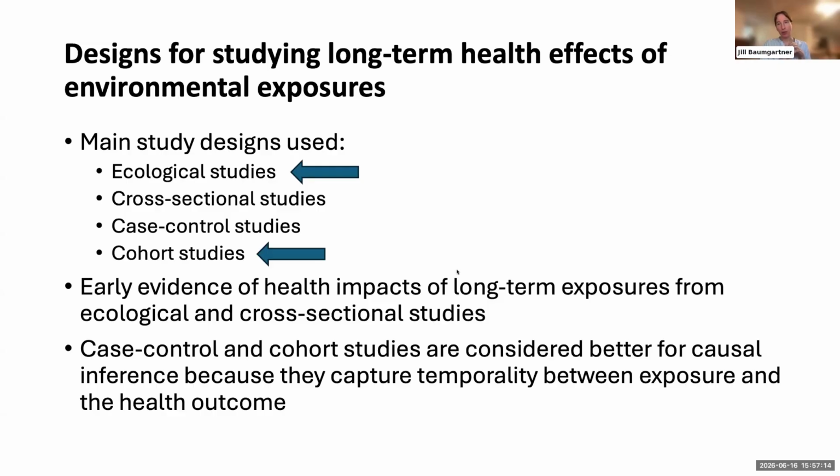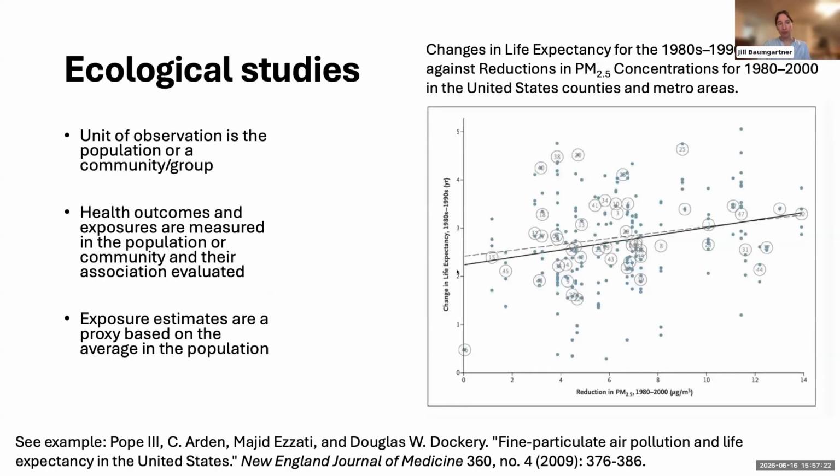And in part because I think they're the most intuitive, but also because they're quite commonly used in environmental epidemiology. All right. So ecological studies are studies where the unit of observation is the population or a community or group. So in this case, your unit of observation is not individuals. It might be an entire city that is your unit of analysis, or a township, or a community, or a village. And then your health outcomes and your exposures are measured in the population or community.